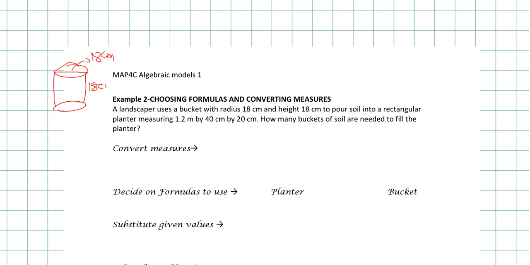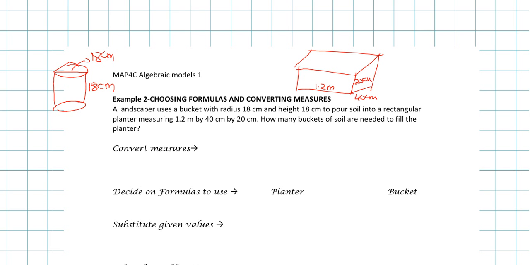Okay? Now he's going to fill that bucket and then he's going to dump it into a rectangular prism. Yes? The rectangular prism has the following dimensions. 1.2 meter by 40 centimeter by 20 centimeter.